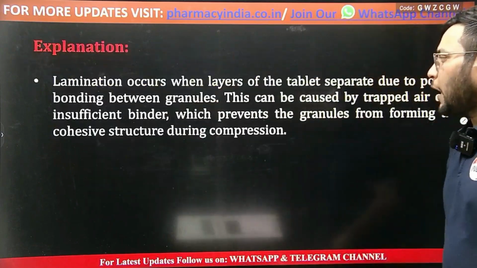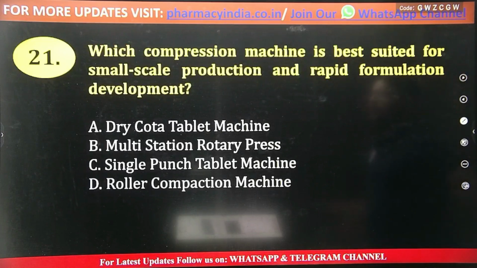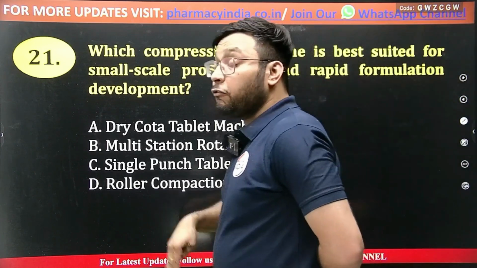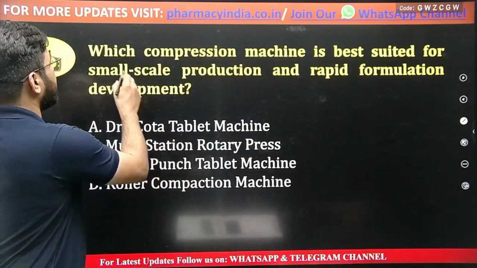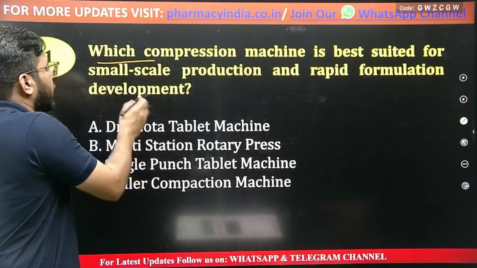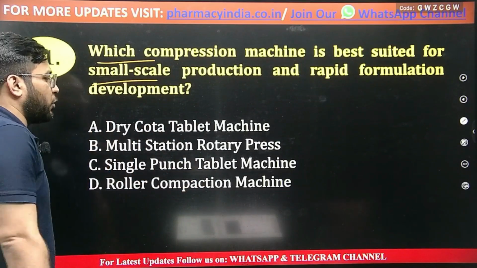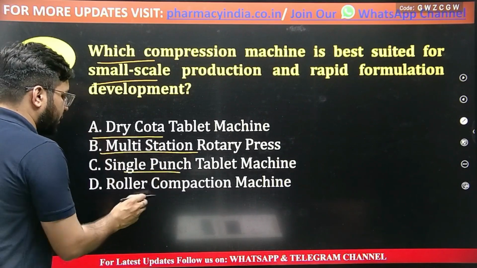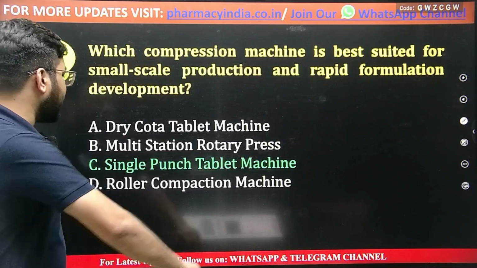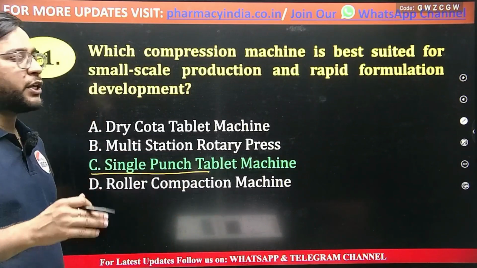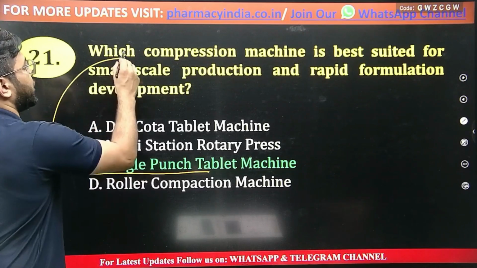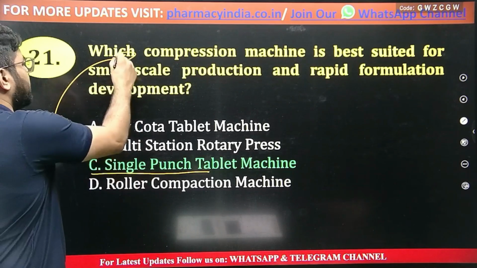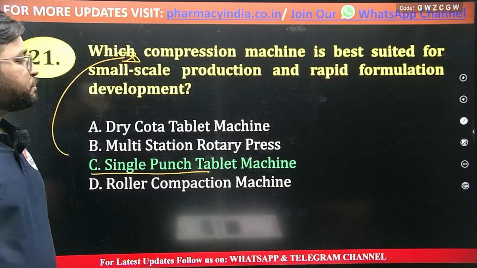Okay, now coming on to the next question, which compression machine is best suited for small scale production and rapid formulation development? Means which compression machine are we using that is best suited for small scale production and rapid formulation development? Dryer, multi-station, single punch tablet machine, or roller compaction machine? The single punch tablet machine is used for compression mainly, which is best for small scale production.